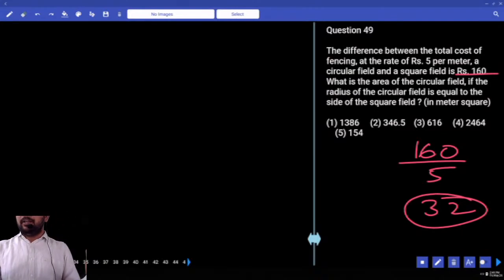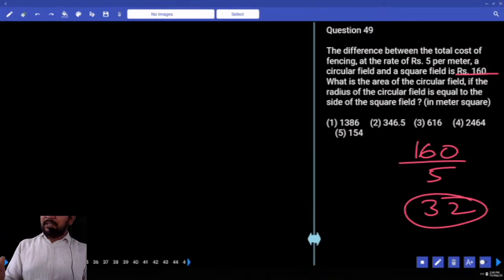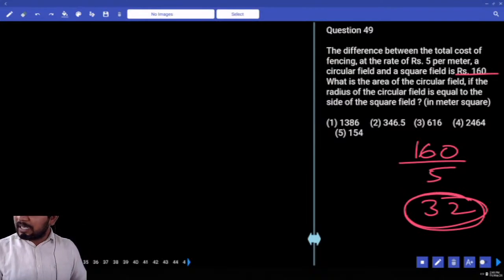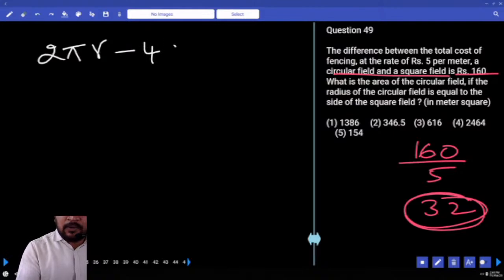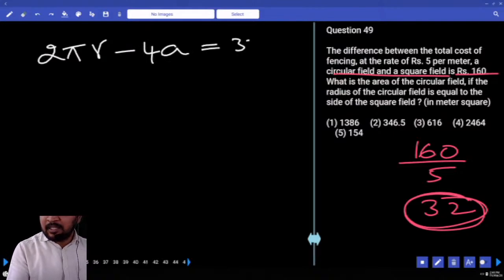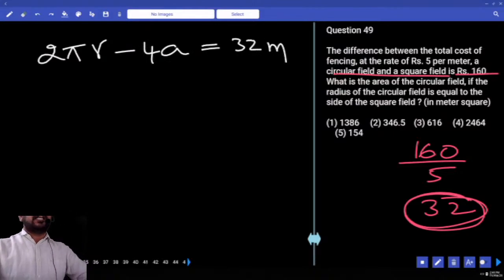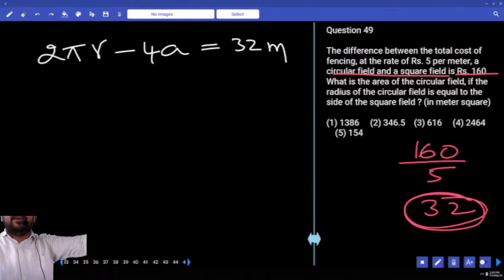The difference between the circular field and the square field, the difference between the perimeters, is equal to how many meters? 32 meters. How are we getting 32 meters? The difference in terms of cost is 160, and the per unit cost is 5 rupees. Total cost divided by per unit cost is nothing but the perimeter.